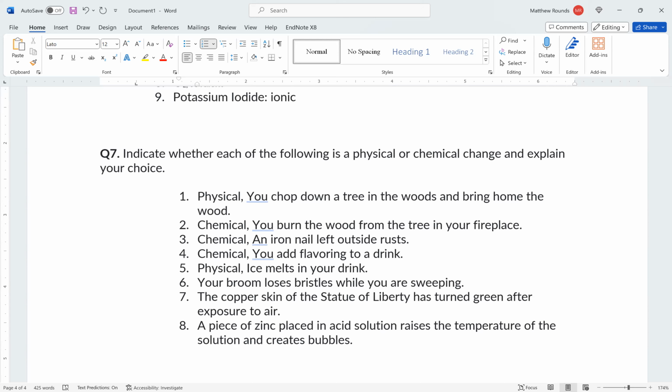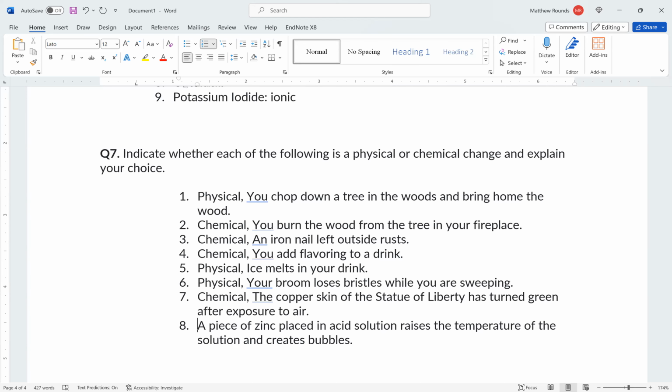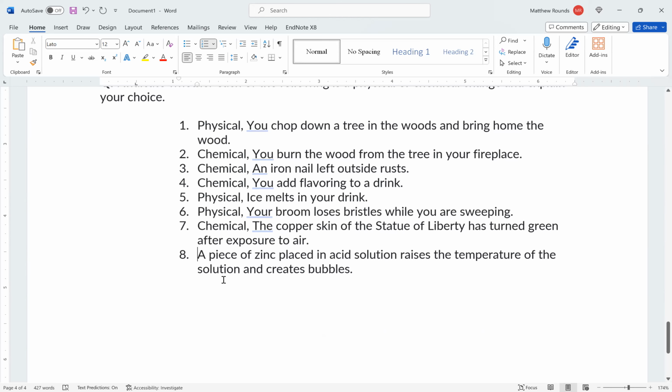That's right. All right. How about your broom loses bristles while you're sweeping? Physical. Okay. How about the next one? That's a chemical reaction. Yeah. And the key word here in the last one is the bubbles. A piece of zinc placed in acid solution raises the temperature of the solution and creates bubbles. That's chemical. It is chemical.